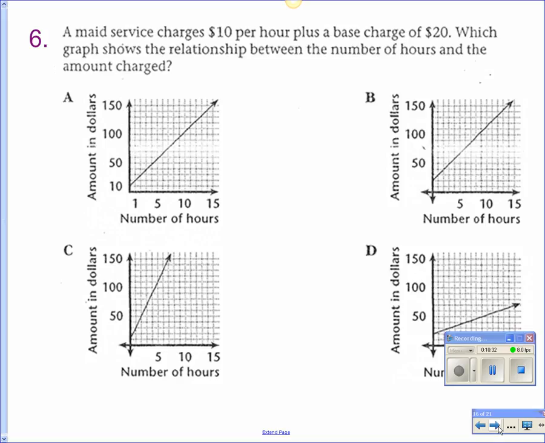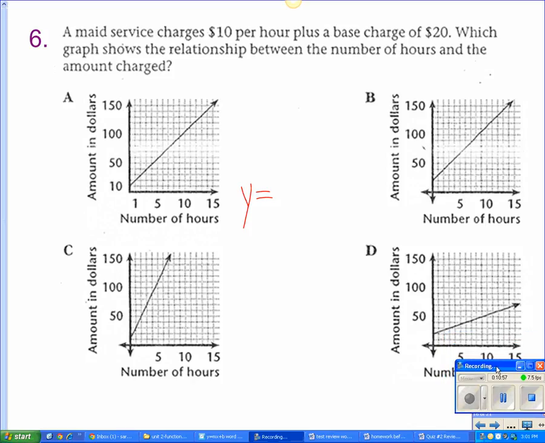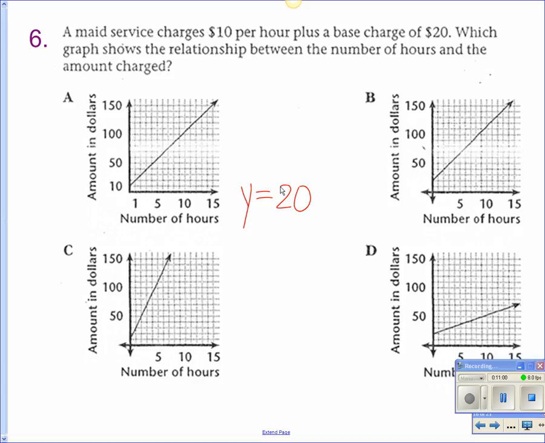Okay, now we're on the maid one. Okay, a maid service charges $10 per hour plus a base charge of 20. Which graph shows the relationship between the number of hours and the amount charged? Andrea, help me with my y equals. You got it. 10 per hour. You could also have y equals 10x plus 20. That's the same thing. You could have it written either way.